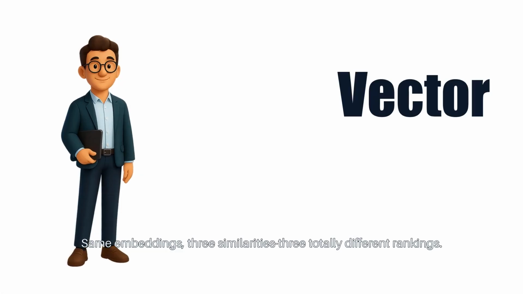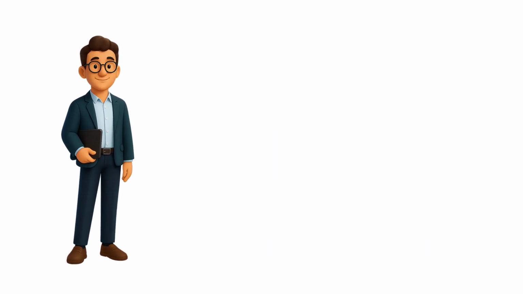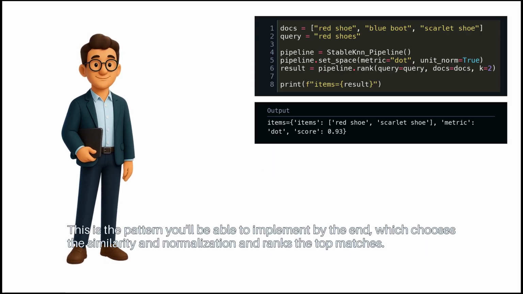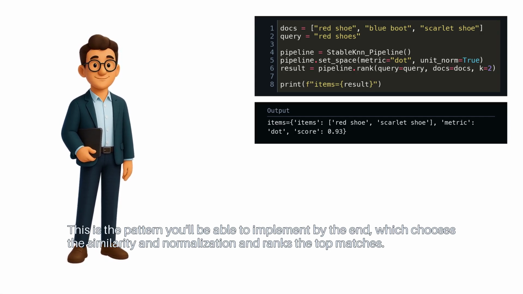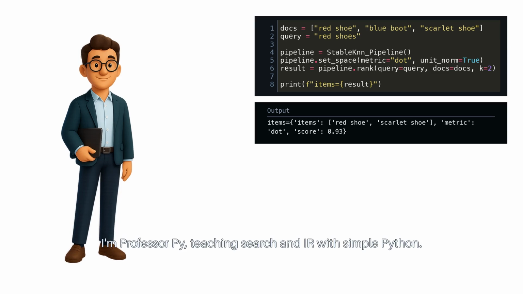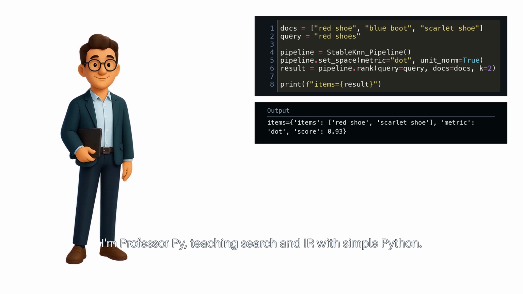Same embeddings, 3 similarities, 3 totally different rankings. This is the pattern you'll be able to implement by the end, which chooses the similarity and normalization and ranks the top matches. I'm Professor Pi, teaching search and IR with simple Python.